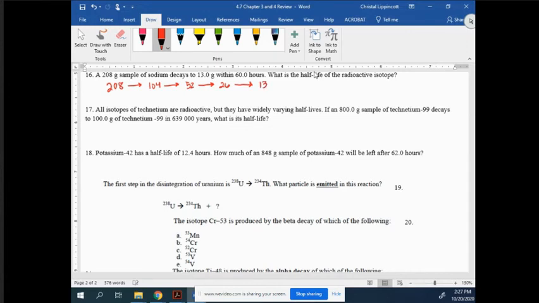So how many half-lives did I go through? I went through 1, 2, 3, 4 half-lives. It took me a total time to get from here all the way to here. It took me 60 hours. So if I take that 60 hours and I divide it by how many divisions we have here, that's going to give me my half-life. So 60 divided by 4 is 15. So our answer would be 15 hours for that problem.